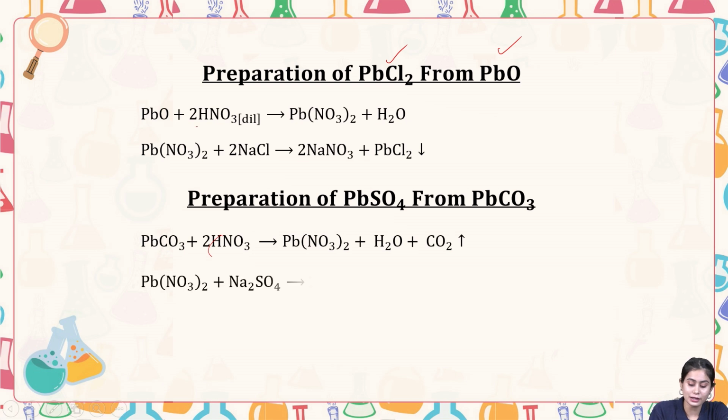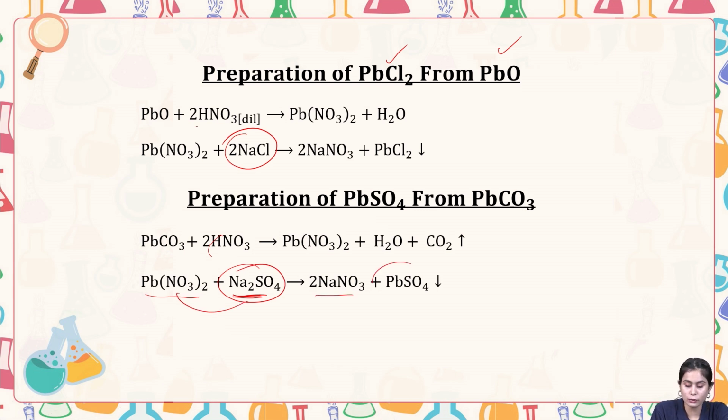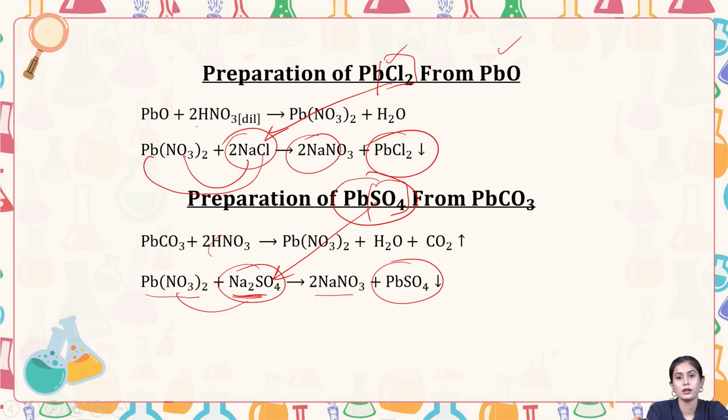Then let's take the product as the reactant: your lead nitrate plus Na2SO4. See, the salt is changing. This time we are taking sodium sulfate. So NaNO3, and you will get what? Lead sulfate. Since we need to form sulfate, we use the salt of that kind. Since we wanted chloride, we would use a salt with that, so that in a double displacement reaction this ion goes with this ion and we are left with these two ions and form the product which we want. I hope that's clear to you.